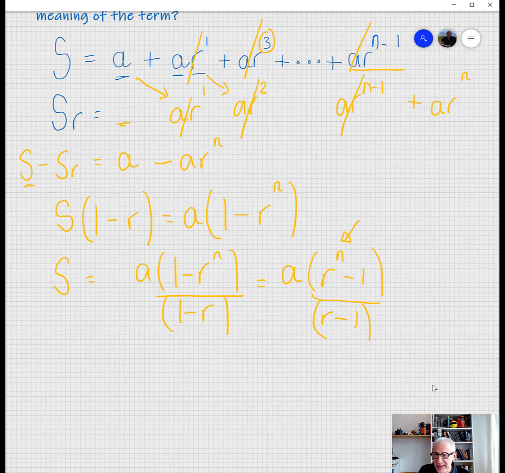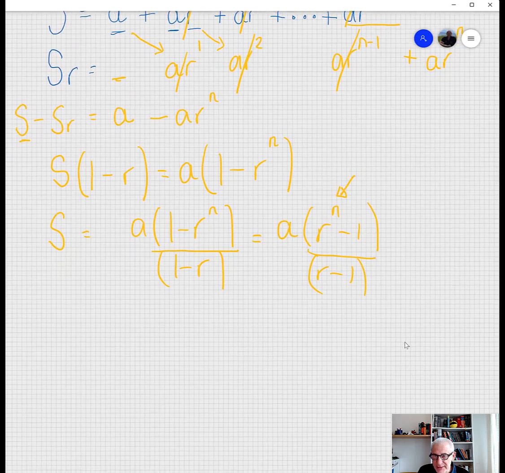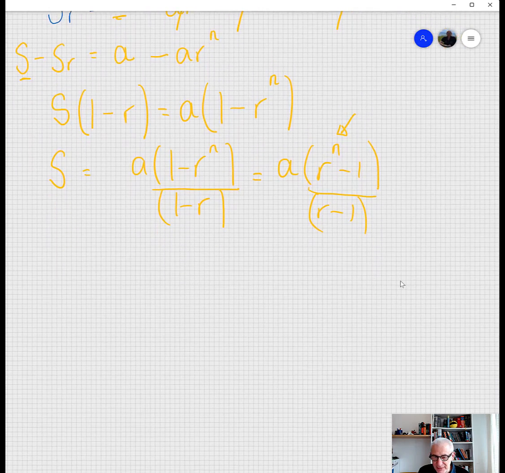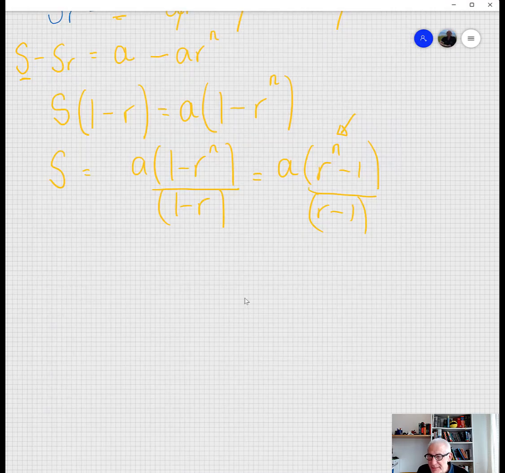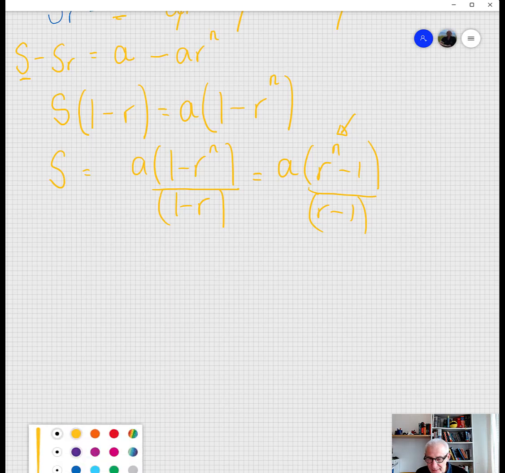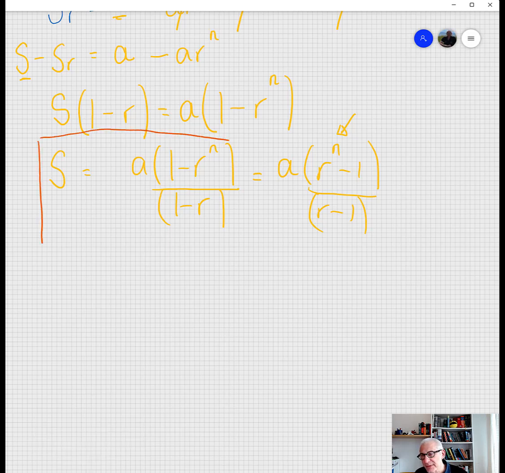So let's see if that actually works. Let's get an example of that particular thing working. I'll just put a little box around that, with a different color. That's an important thing for you to take away from this. Excuse me for not being able to draw nice straight boxes.